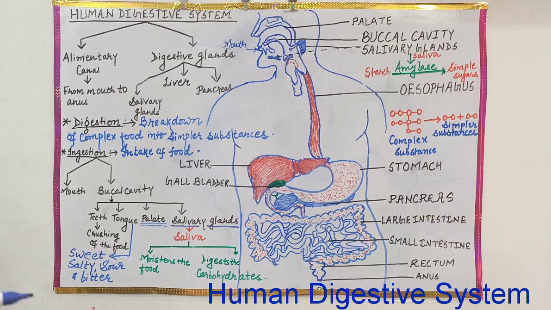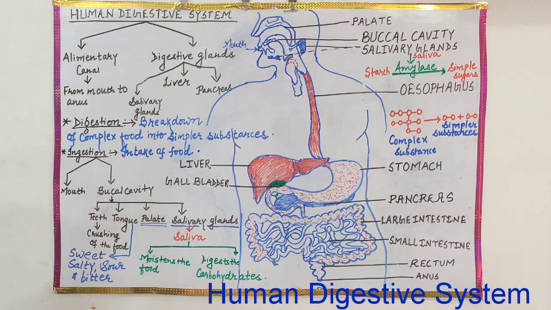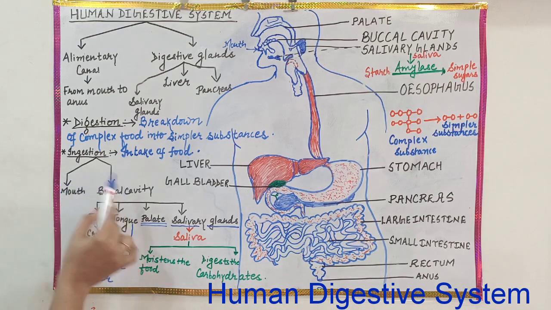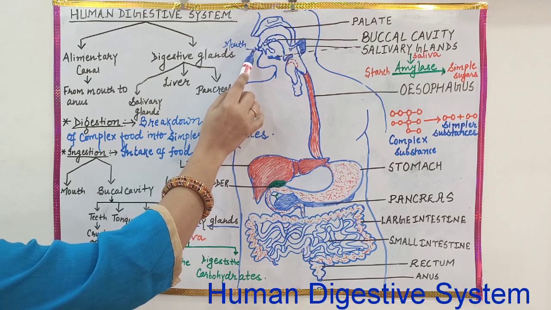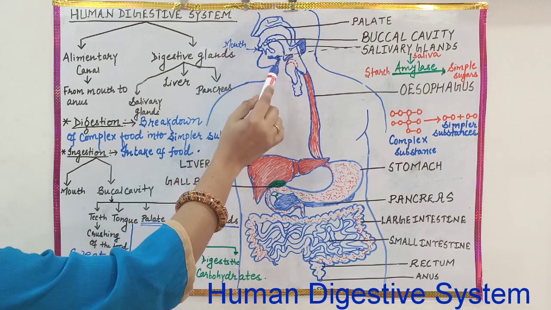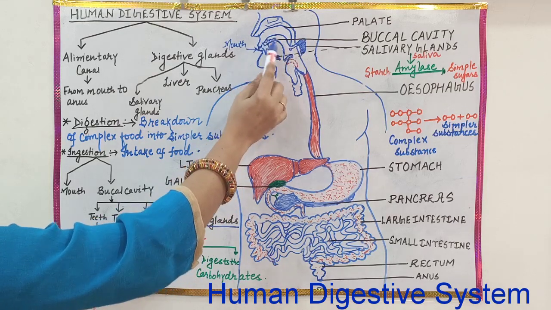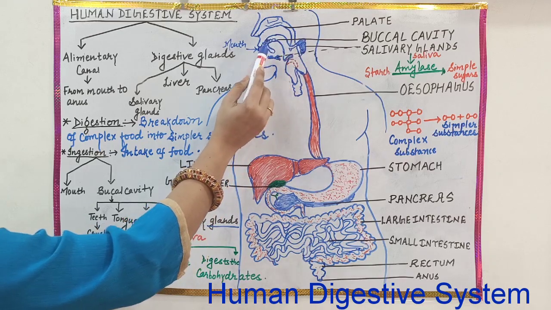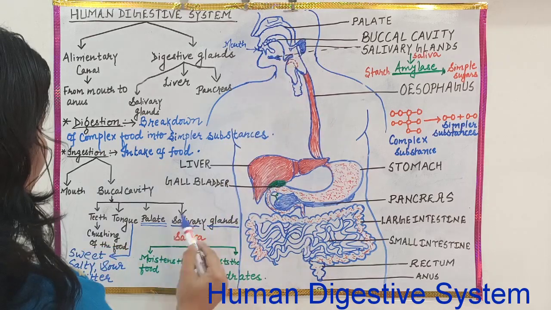So digestion starts with the process of ingestion. If something has to be done to the food, it must be taken inside our body. And the process of intake of food inside our body is called ingestion. Ingestion is carried out by the mouth and buccal cavity. We all know about the mouth. It is the front opening of the body through which the food is taken in. This leads to a cavity called the buccal cavity. And the buccal cavity contains the teeth, the tongue, the palate and the salivary glands.